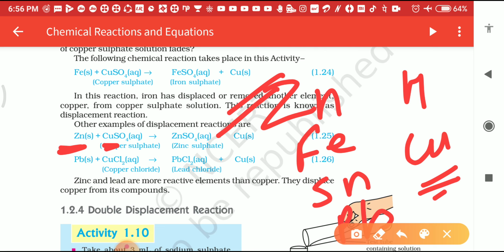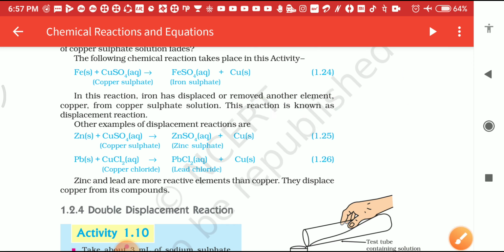In the reactivity series, metals are arranged in decreasing order. It means the most reactive metals are placed on top and the least reactive metals are placed below. Now see here zinc, it means zinc is the more reactive metal. It can easily displace the copper. Then what will it give in the product? Zinc sulfate plus copper. It means zinc can easily displace the copper. Why? Because zinc is more reactive than copper. So this is about this reaction.